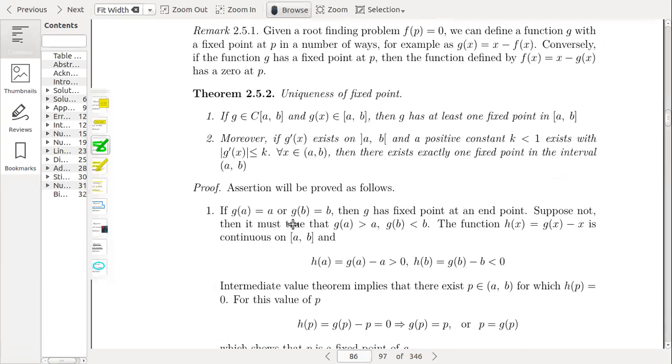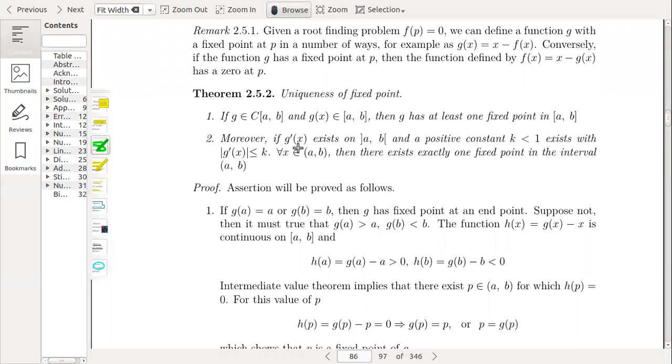Theorem, on the existence and uniqueness of a fixed point. If g belongs to C of [a, b], that is the set of continuous functions over [a, b], and g of x belongs to [a, b], then g has at least one fixed point in [a, b]. The main point to keep in mind is that if we are finding a root by an iterative procedure, then the given function must be continuous. For example, in the bisection method, the function must be continuous. In the regula falsi method, the function must be continuous. But for the Newton method, the function must be continuous and differentiable. So the condition of continuity applies to all functions to which we apply these iterative procedures for finding roots.